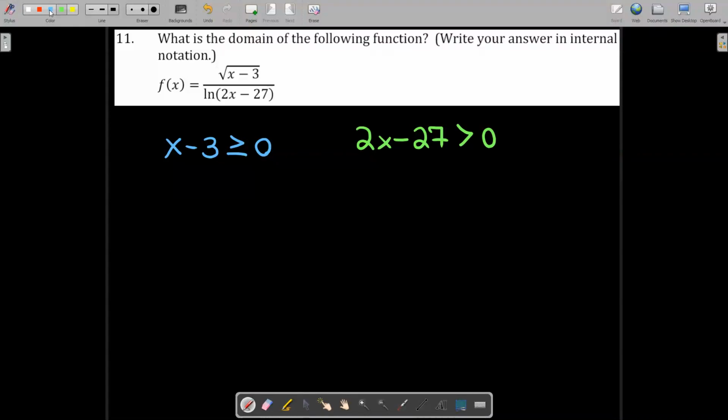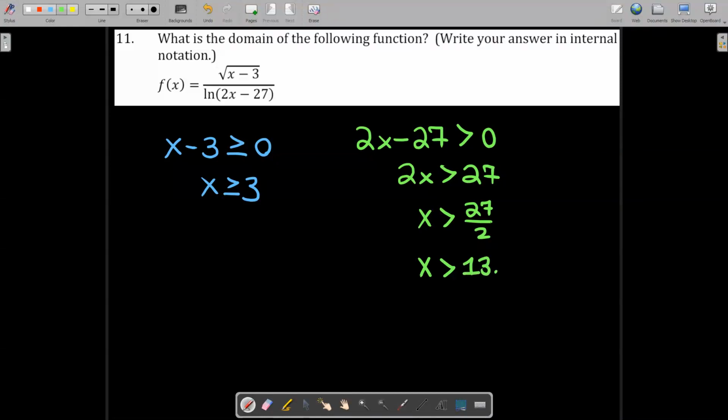And we solve each of these. Okay, this one's pretty easy. Just add 3 to both sides. X must be equal to or greater than 3 on the top. And over here, it's a little bit messier. We add the 27. 2x is greater than 27. Then we divide both sides by 2. X is greater than 27 halves. If we divide 27 by 2, that's actually, just for the sake of knowing what we're talking about, 13.5, because 2 goes into 27 13 times with 1 left over, right? So we're saying that all of the x numbers on the top have to be greater than or equal to 3, and all of the x numbers on the bottom have to be greater than 13.5.